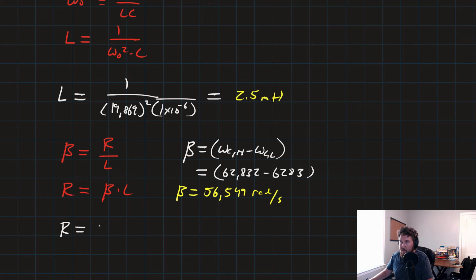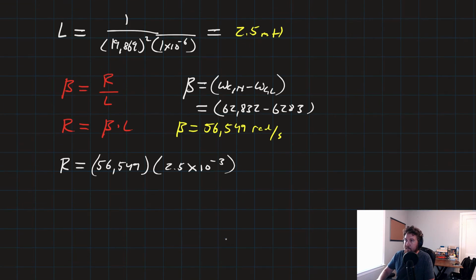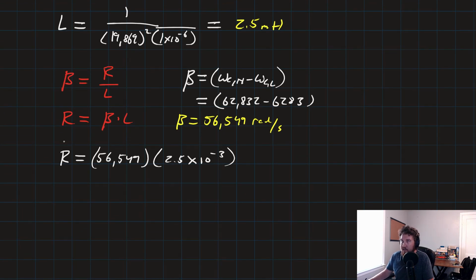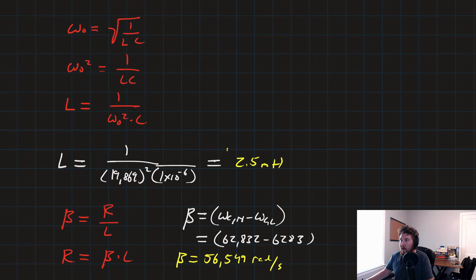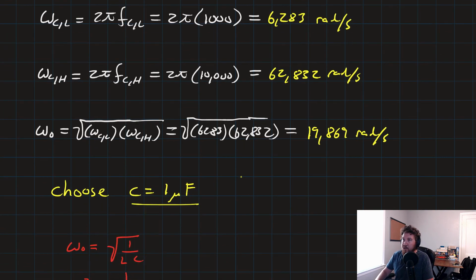So we can now punch that into our equation for R. R is equal to what we just got, 56,549 times 2.5 milli, so 2.5 times 10 to the negative 3. And that's going to get us a resistance of 141 ohms. And there we go. There's all of our components. R is 141, L is 2.5 milli, and we chose C to be 1 microfarad.